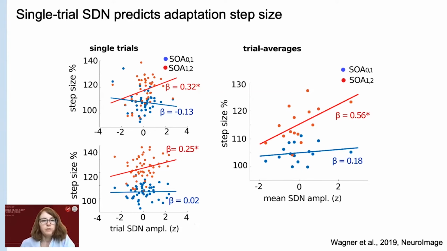And the same thing for trial averages, when we average the trials and compute the regression over subjects. I'm not showing the results for step advance perturbations because for those the regression did not become significant, but there was a trend that larger SDNs for step advance perturbations predicted smaller adaptation steps, which also indicates that they predict a more efficient gait adaptation.